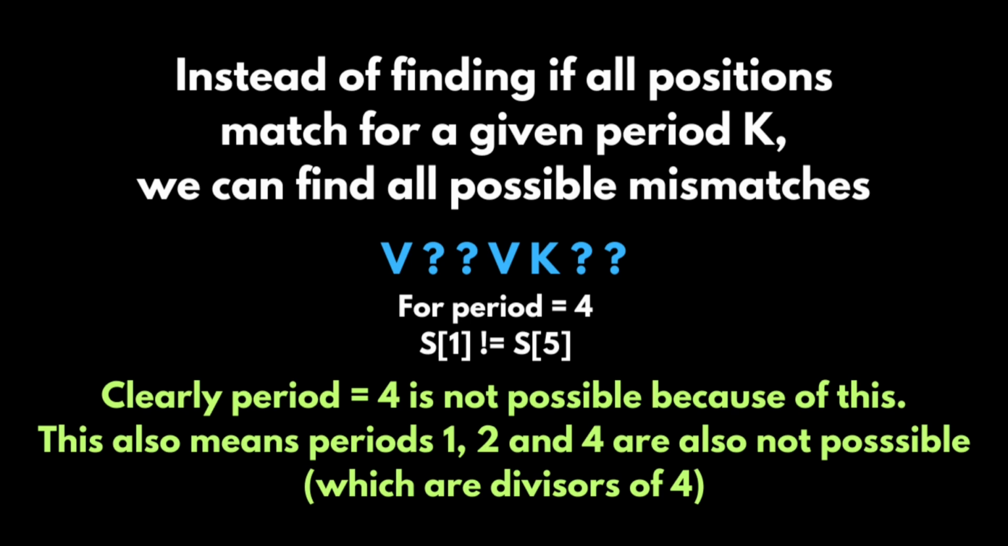So to find out all possible mismatches, notice that for period equals to 4, the first character must be equal to the fifth character. And in this example, it is not possible because they are different. And this also means that periods 1, 2 and 4 are also not possible, which are divisors of 4. This is true because for period 2 to be possible, it must have the conditions that s1 equals s3 equals s5, but s1 and s5 are already not equal. That means any divisor will also not be the period of the string.